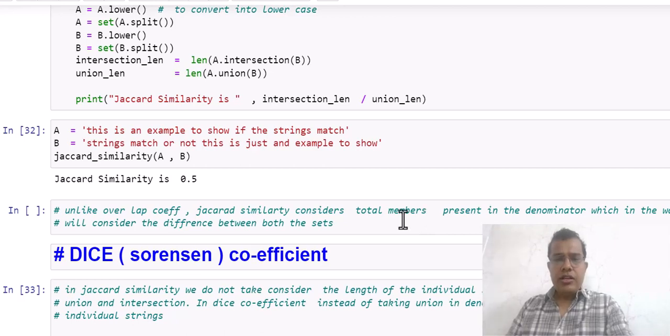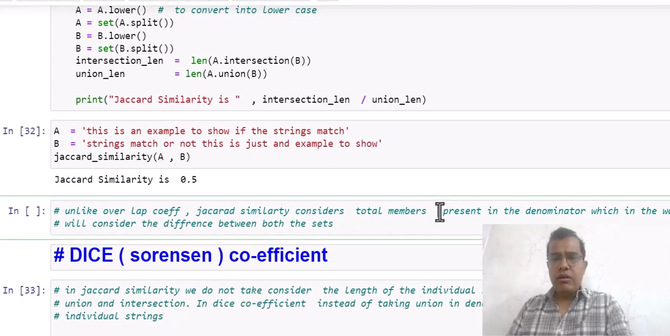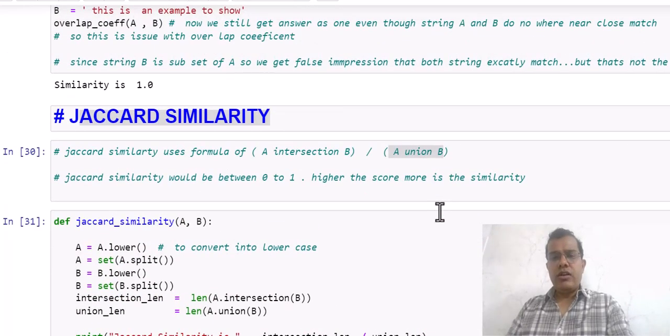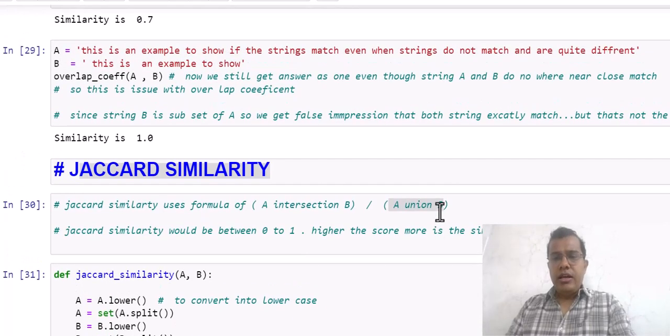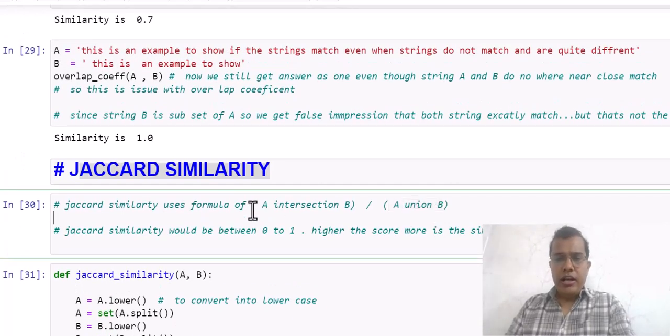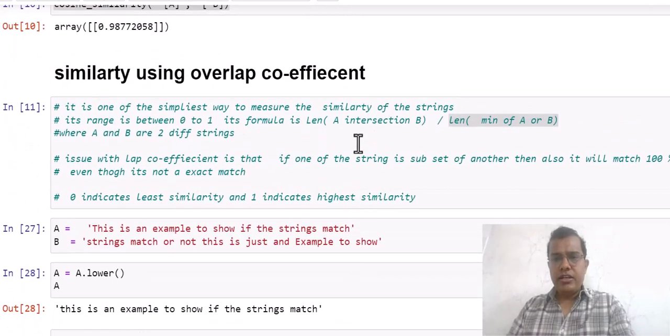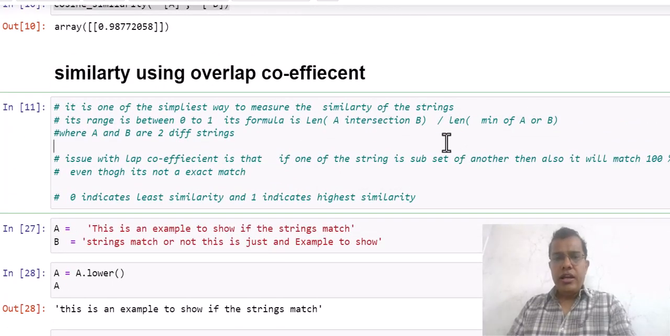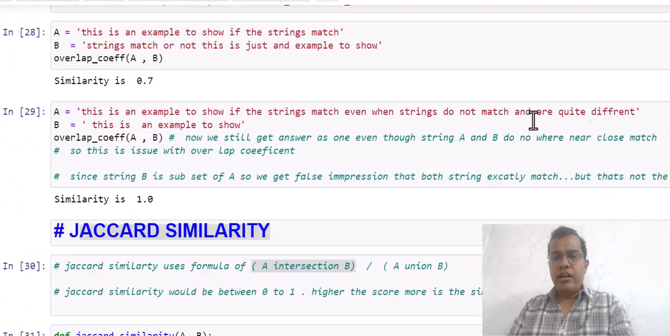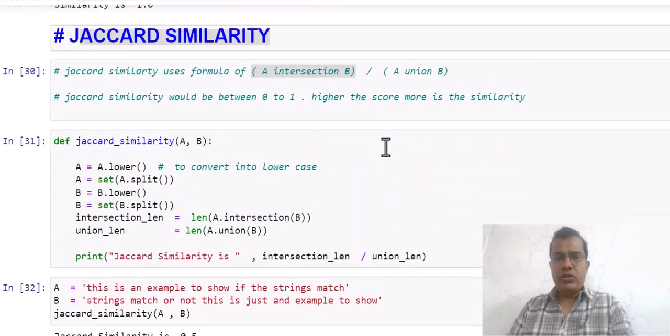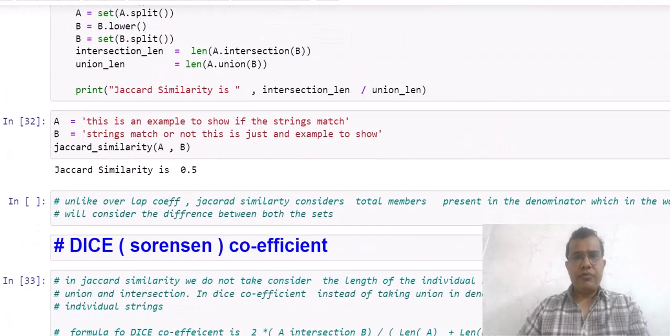Unlike overlap coefficient, Jaccard similarity contains the total members present in the denominator, which in a way will consider the difference between both the sets. So the basic difference over here is the denominator. The numerator part is the same, A intersection B. But in overlap, we were dividing by the minimum of A or B, and over here, we are dividing by the union of A and B. So that's the advantage of Jaccard similarity.